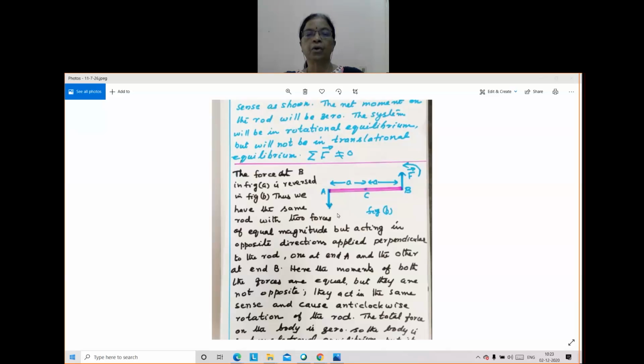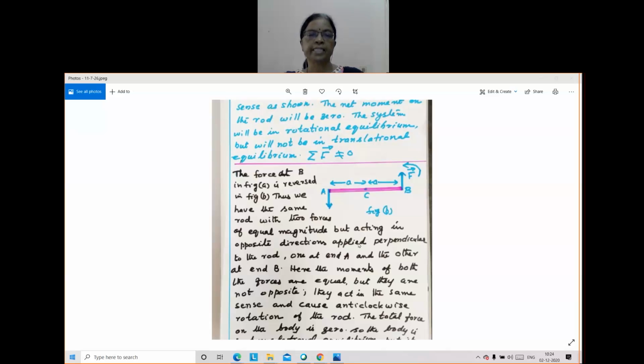So the torque is acting to rotate in the anti-clockwise direction. So here also anti-clockwise, here also anti-clockwise. What is the net effect? The body will rotate. So the net torque is not zero. It is not in rotational equilibrium. So only partial equilibrium it is having.